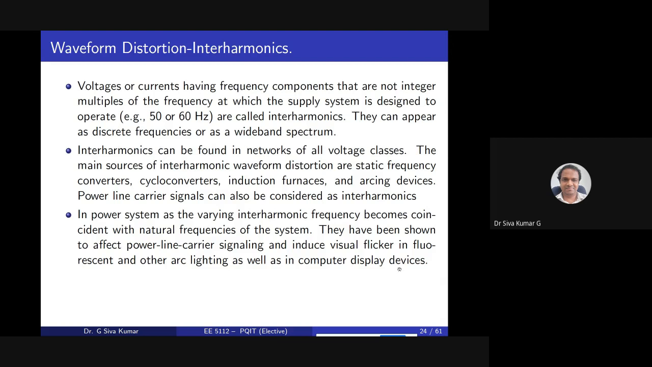Those are the things. The only way we can avoid the interharmonics in a system is to use passive filters, may not be the active filters, for the interharmonic elimination. The passive filters, in the sense of an L and C combination or L, C and R. We have a bypass filter, high pass filter, low pass filter. Those kinds of things can be used to eliminate the interharmonics.